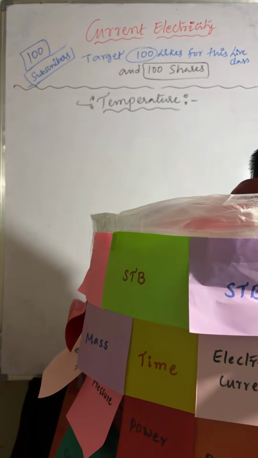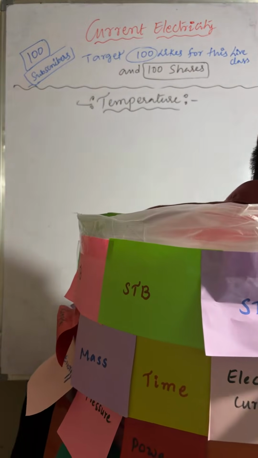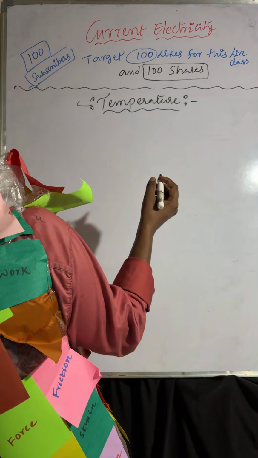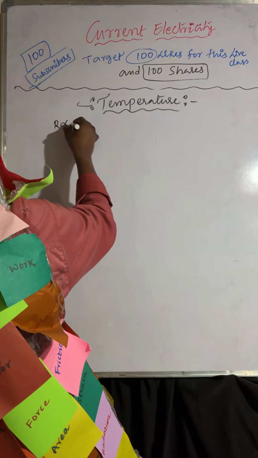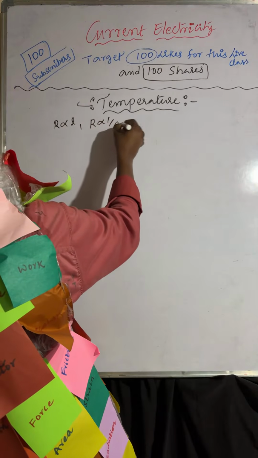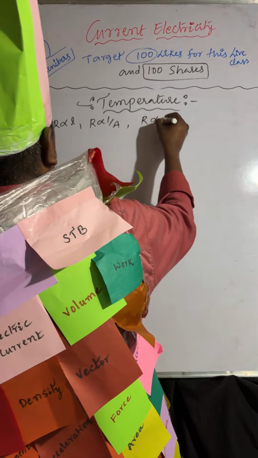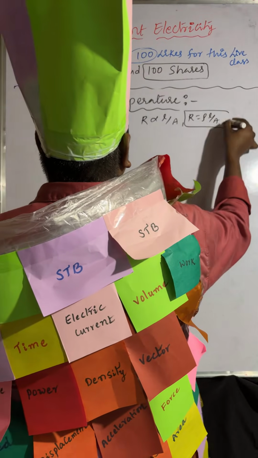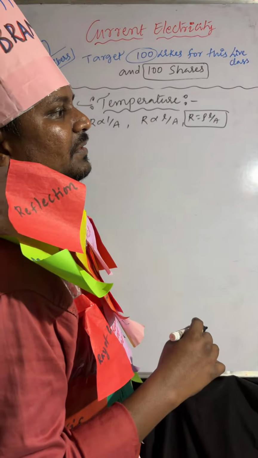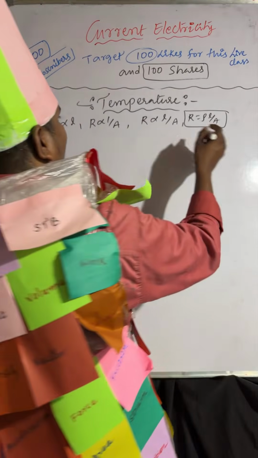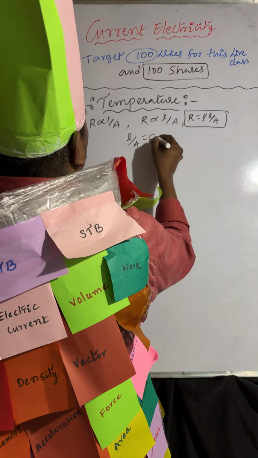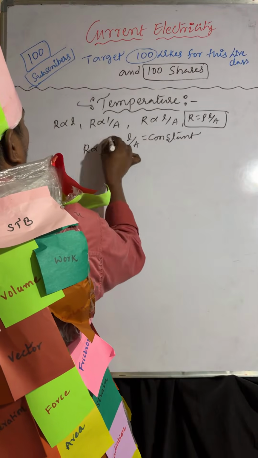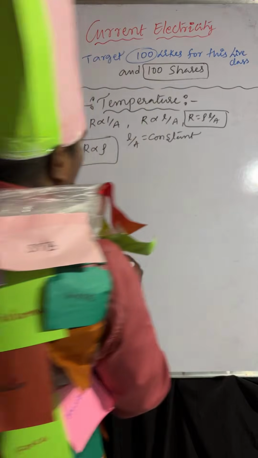Now you can see that R is directly proportional to L, R is inversely proportional to area of the cross section. R is directly proportional to L by A, R equal to rho into L by A. Understood or not? That time, L by A is constant. These changes are quite small, so L by A is constant. Then R is directly proportional to rho.